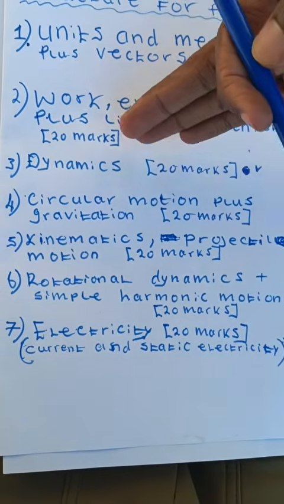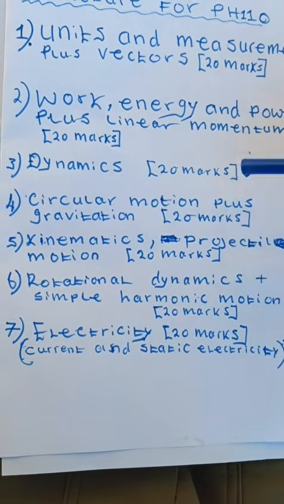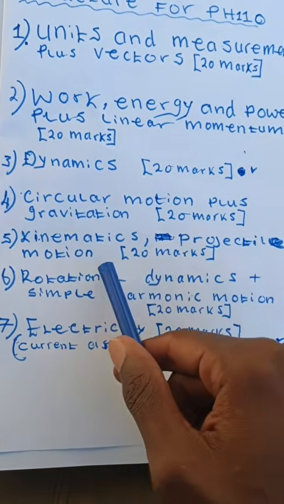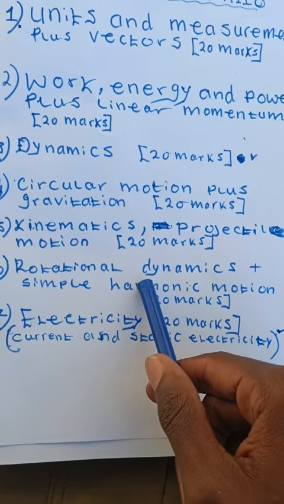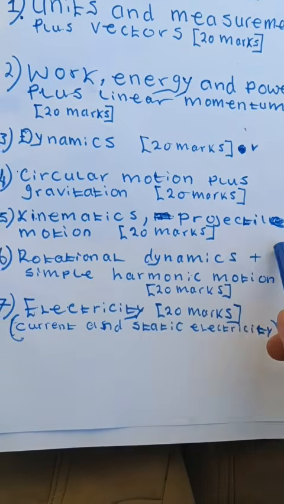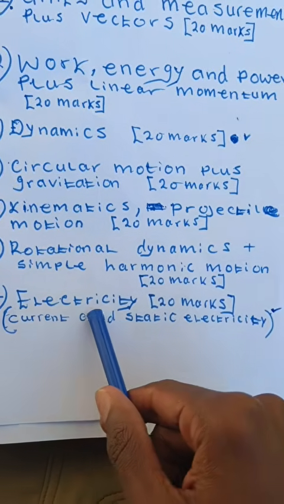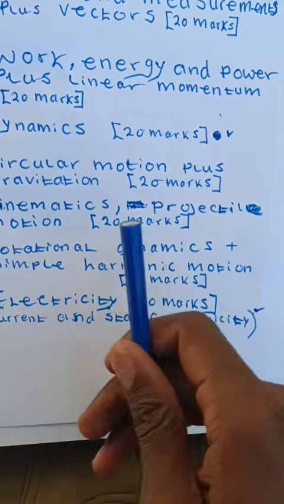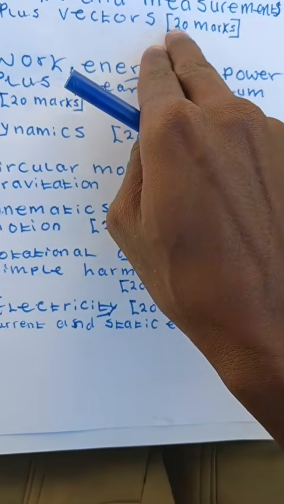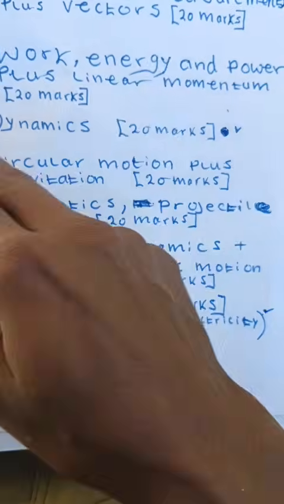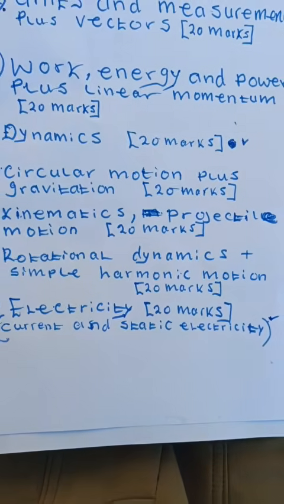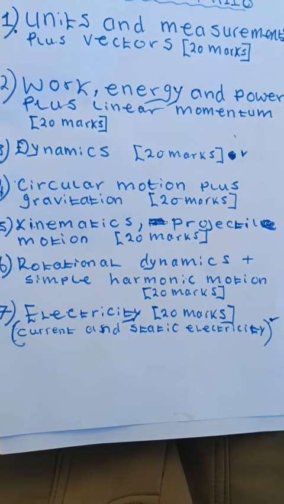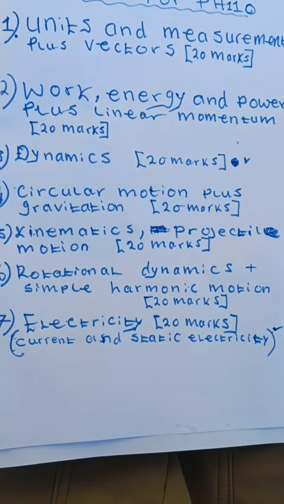So this is how they pair the topics. Circular motion comes with gravitational. Kinematics, they combine it with projectile motion. Rotational motion comes with simple harmonic motion. Electricity, there is current and static. You need to know both of them. Then units and measurement, vectors. Units and measurement is where they set those from dimensional analysis. This is how they like combining them. So you can make this as a plan B.